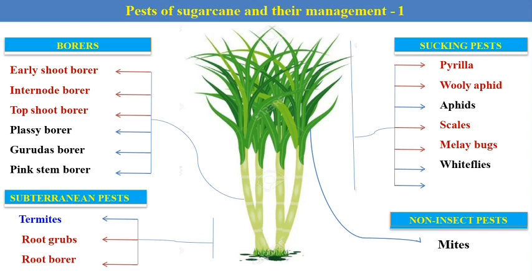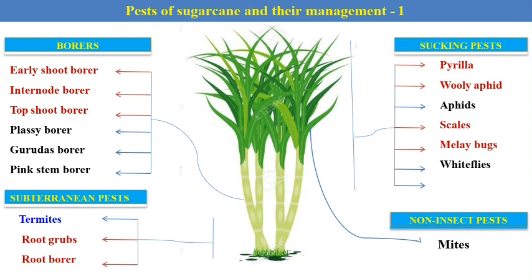Here, the first is borers. The name itself indicates that they bore the shoots or the stem of the sugarcane crop. It means that these are all the lepidopteran pests which bore the sugarcane stem or shoot. Then these are the subterranean pests. Subterranean pests are those pests which attack from the soil and attack the roots.